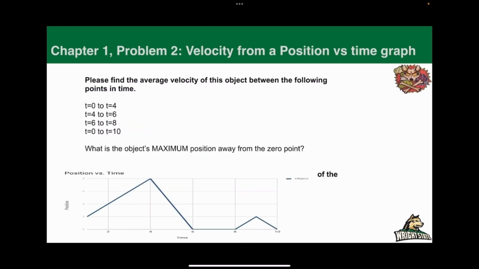So if you guys could please pause the video again. We want to try to figure out what the average velocity of this object is between all the different points in time on this graph, and then find its maximum position away from the 0 point. So if you guys could please find the velocities between t equals 0 to t equals 4, t equals 4 to t equals 6, t equals 6 to t equals 8, and t equals 0 to t equals 10, please. So mathematically, please find the velocities between all these points.